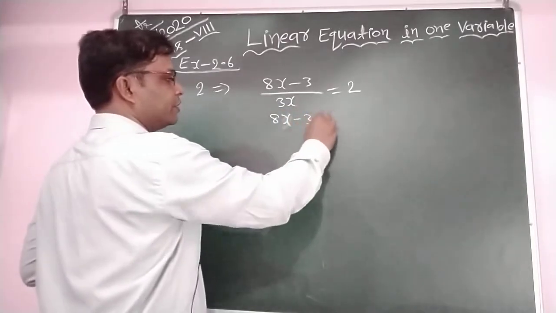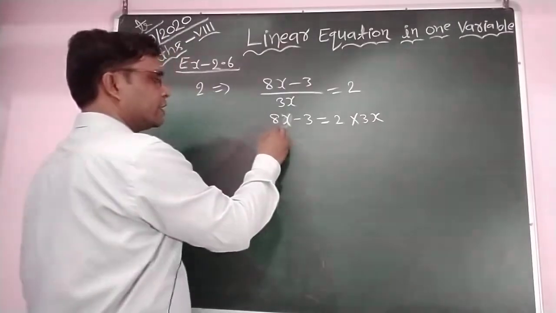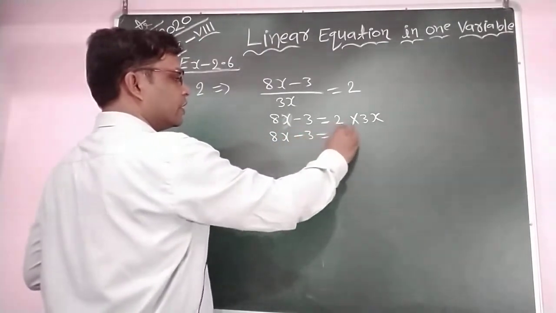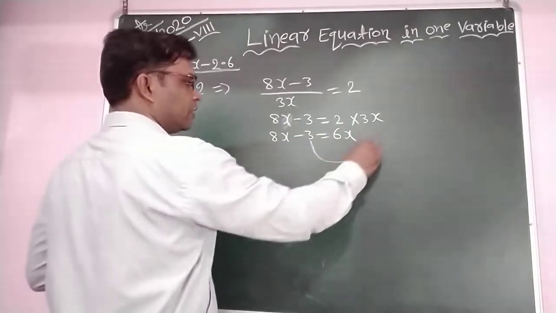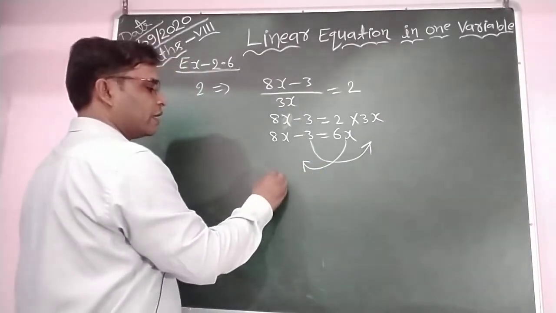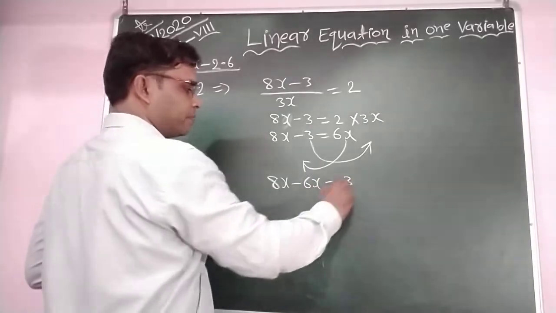minus 3. This is equal to 2 into 3x. Or you can say 8x minus 3, this is equal to 6x, and here we are transposing this 3 to the right hand side and this x to the left hand side. So we have 8x minus 6x is equal to plus 3.